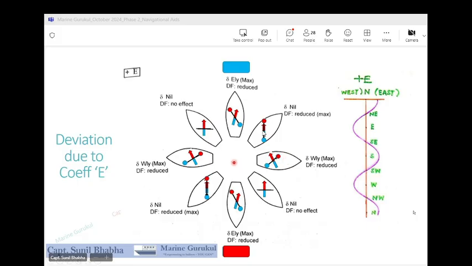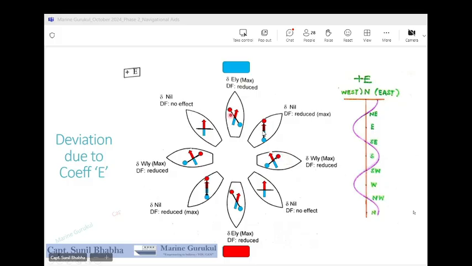Now let's take the ship on a southeasterly heading. When the ship goes on a southeasterly heading, you see this structure is now at right angles to the magnetic field of the earth. So being at right angles, the induction is 0, negligible, no poles are generated. With no poles being generated, the deviation generated is also 0, so nil deviation on southeasterly heading. So you see 0 deviation on the intercardinal heading and maximum deviation on the cardinal heading.